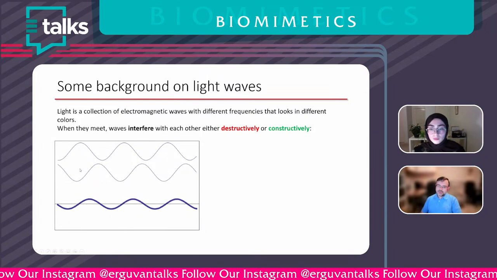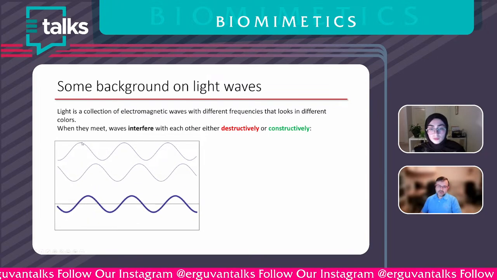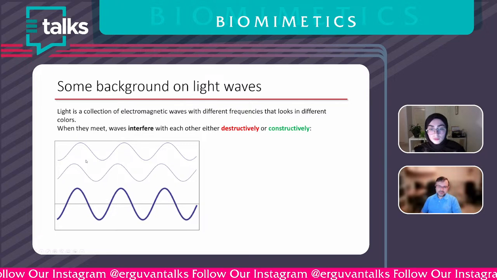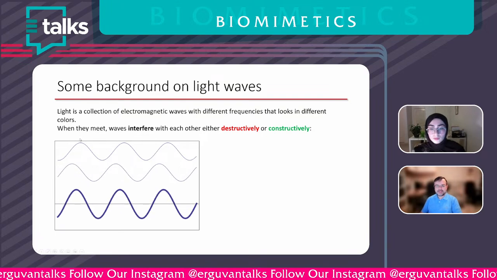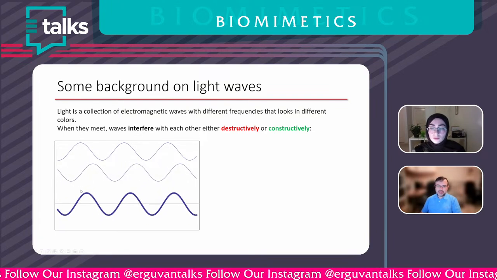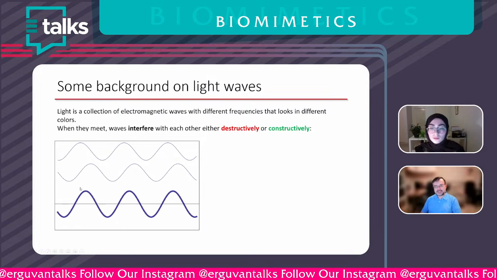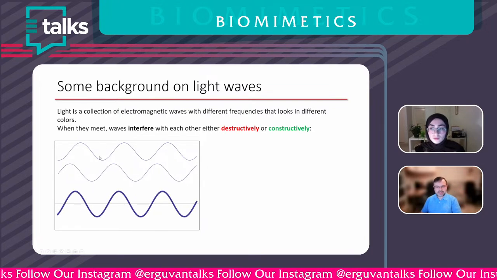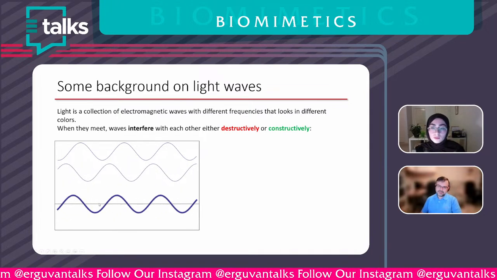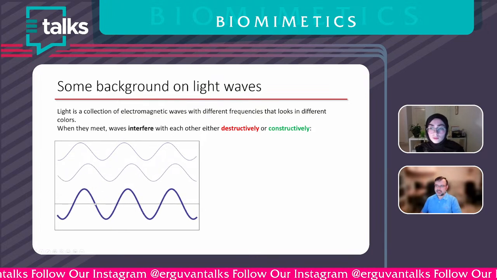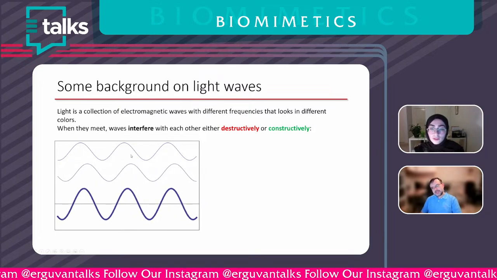This is a maxima, this is a minima. When two maxima coincide, when they are at the same place, the amplitude of the total wave, the resultant wave, increases. But when a maxima coincides with a minima, they interfere so-called destructively, and we get a zero amplitude. We don't have any energy or anything at all. So it's this process called interference. If you have zero amplitude, it's destructive. And if you have enhanced amplitude, it's constructive interference. So this is about two waves.